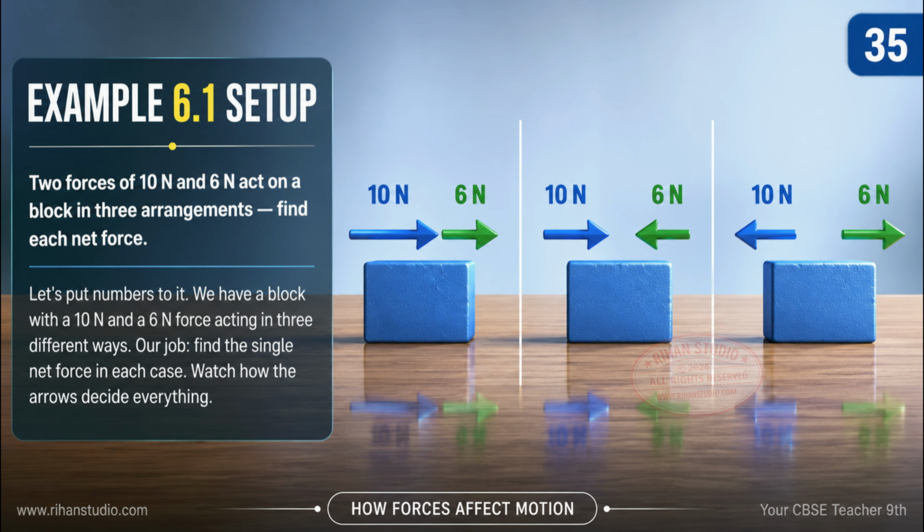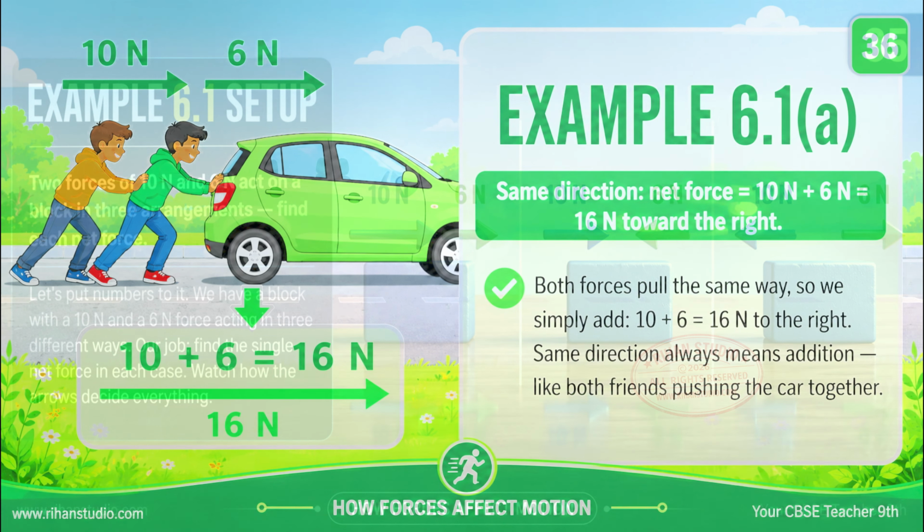We have a block with a 10 Newton and a 6 Newton force acting in three different ways. Our job? Find the single net force in each case. Watch how the arrows decide everything.